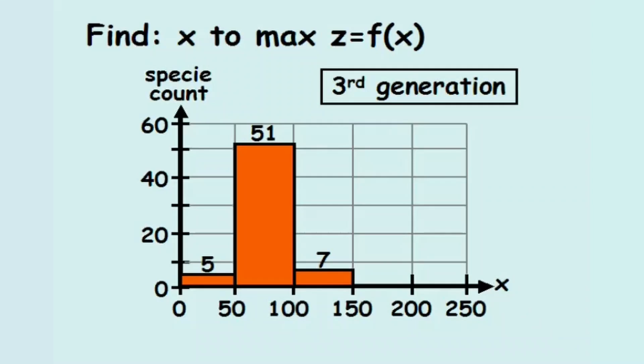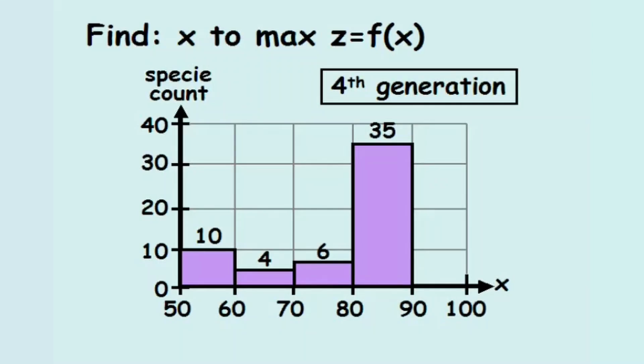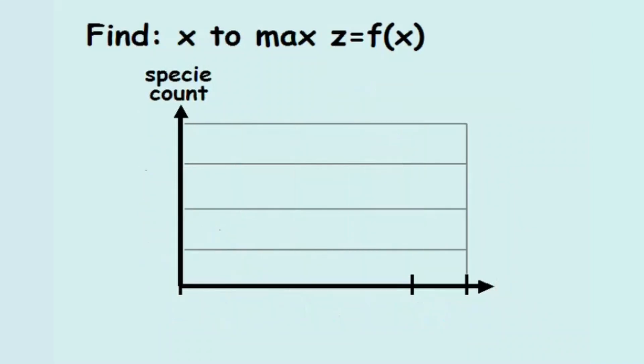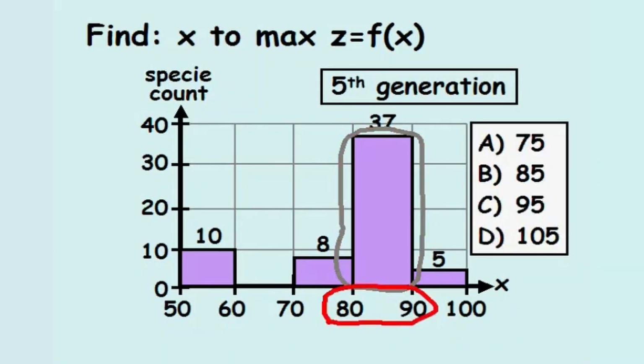For this third generation, we'll further discretize the 50 to 100 range using a delta X of 10. For this third generation, it appears the majority of species favor the x equals 80 to 90 range. Keeping with the same scale, the fourth generation also suggests the most fit solution is between 80 and 90, as well as in the fifth and final generation. When reviewing the possible solutions, the answer is B.